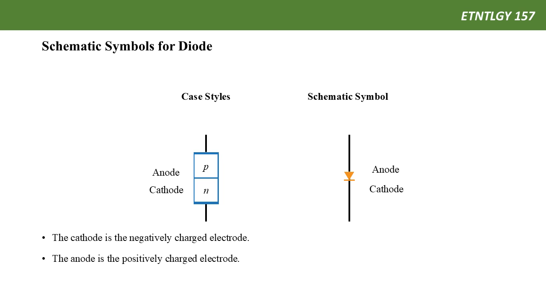On the other side is the schematic symbol of the diode. It's a triangle with a bar attached to it. The bar represents the cathode, which means negative side. The flat side of the triangle is the positive side, therefore it is the anode. Between these symbols, the schematic symbol is the one we use the most.